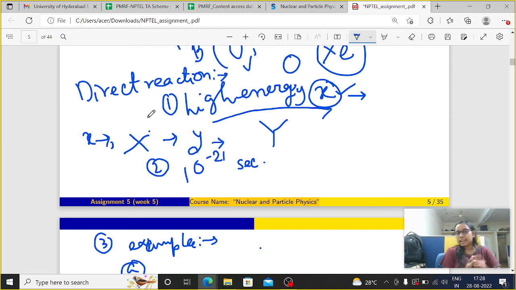And obviously I told you that it will have a very short lifetime, like just go and come back. So that means 10 to the power minus 21 second will be there. It's a very small time nuclear reaction.